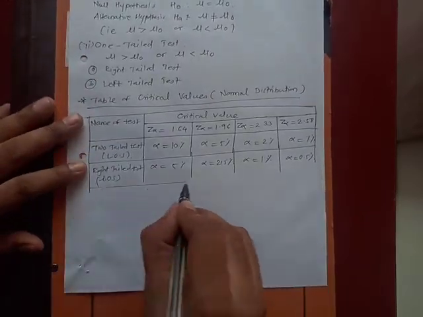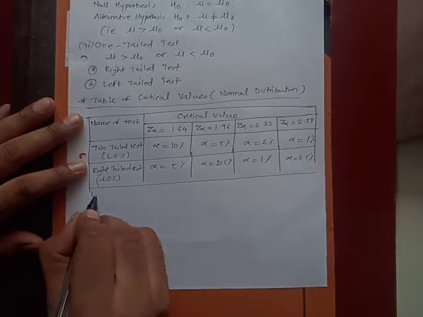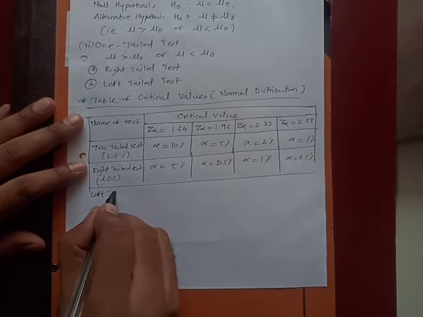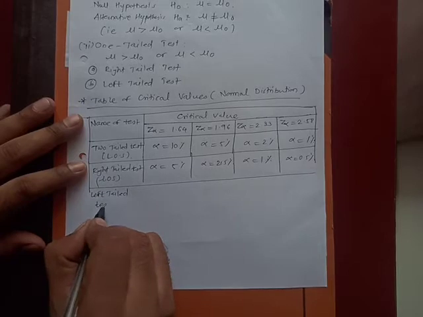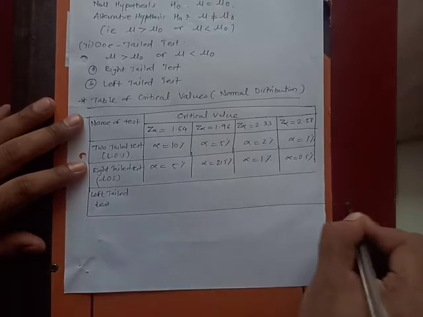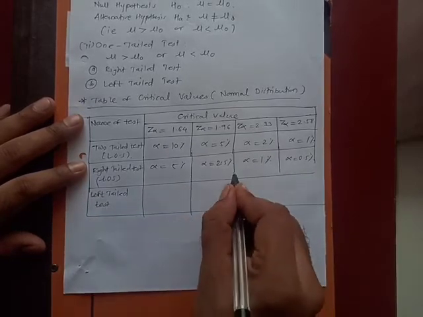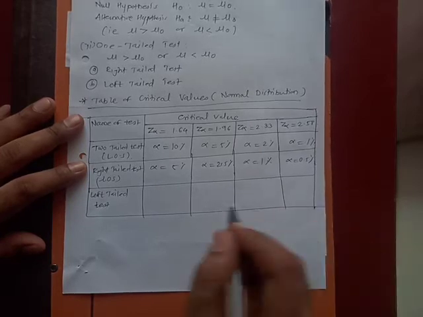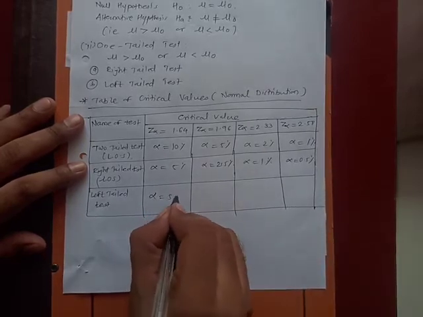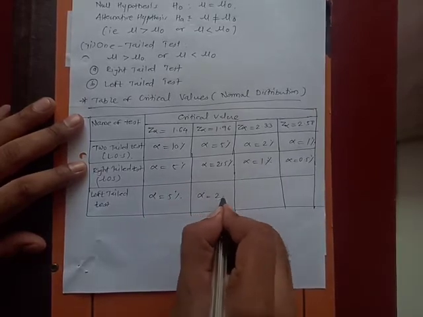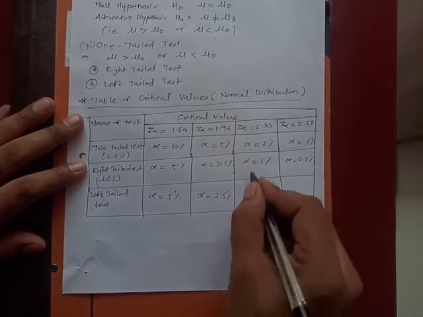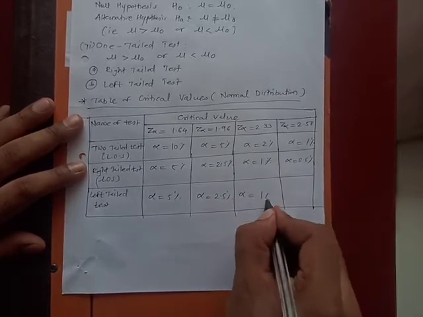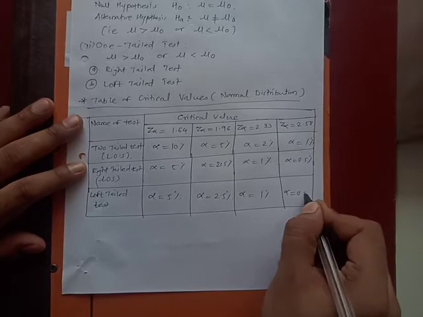Next is the left tail test. Alpha is 5%, again 2.5%. That means these values are the same, 1% and alpha is 0.5%.